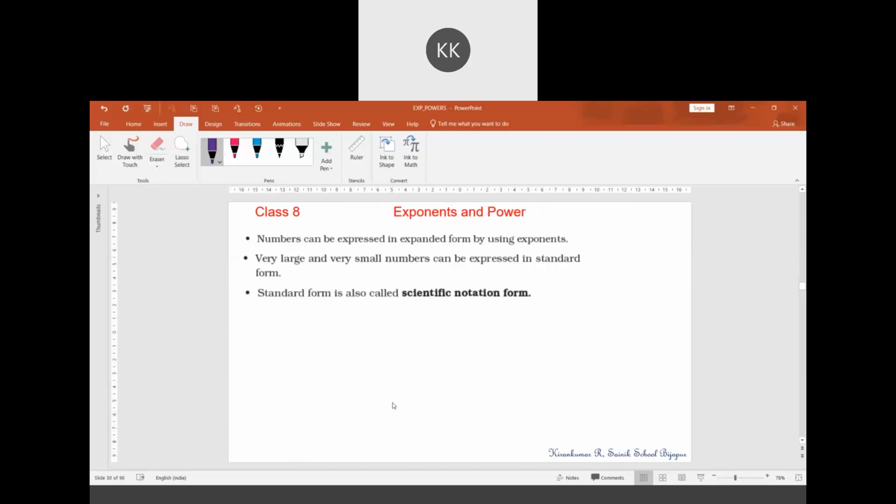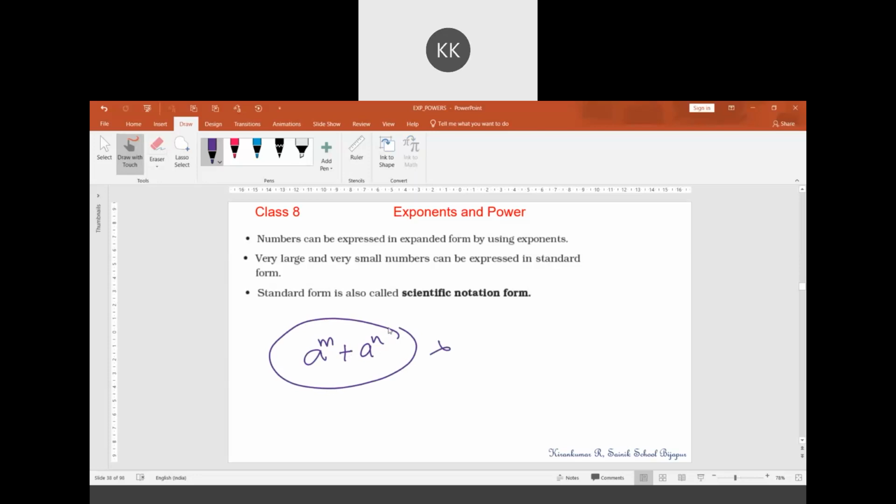Sir, is there any law for a raised to m plus a raised to n? There is no law connecting this. It's not there. If into is there, it is.